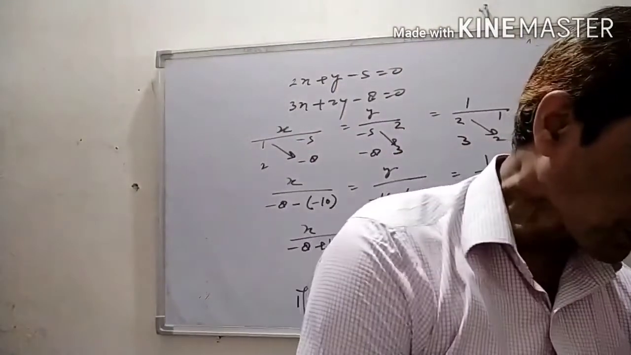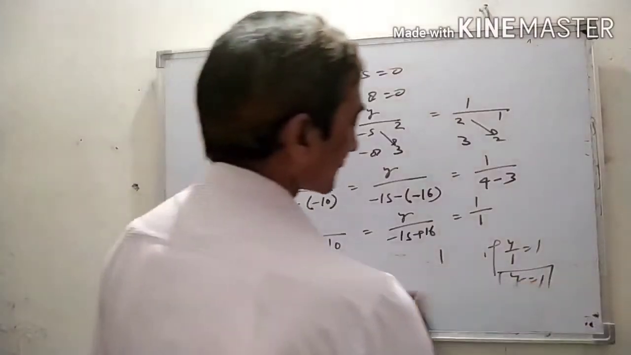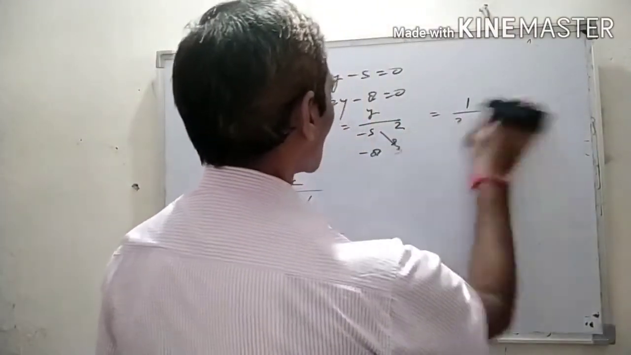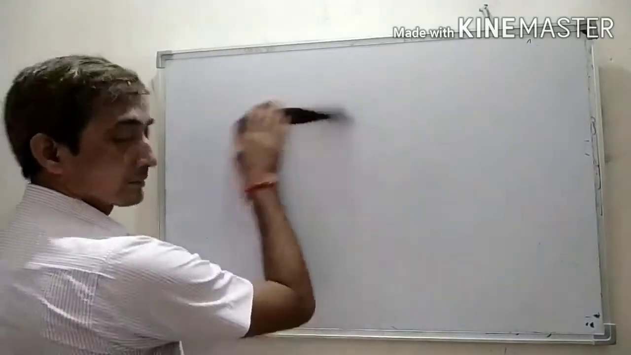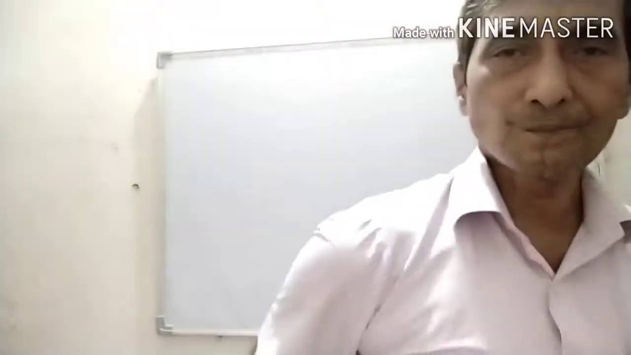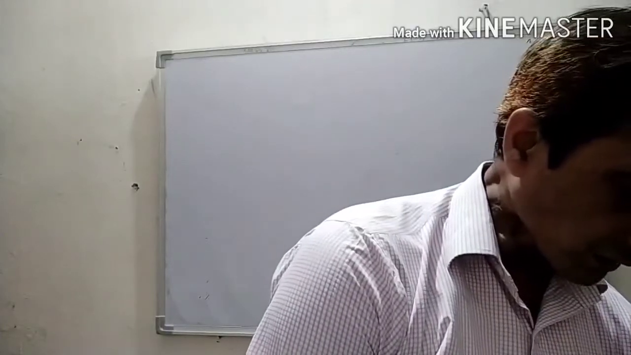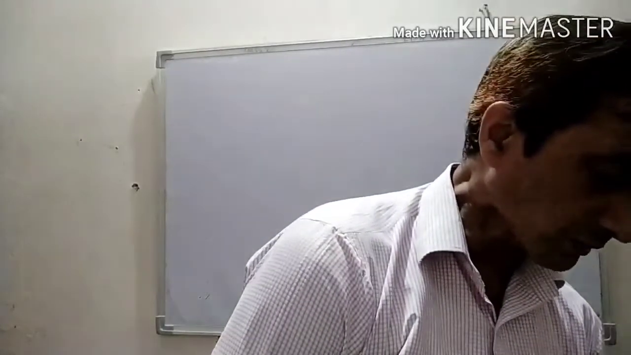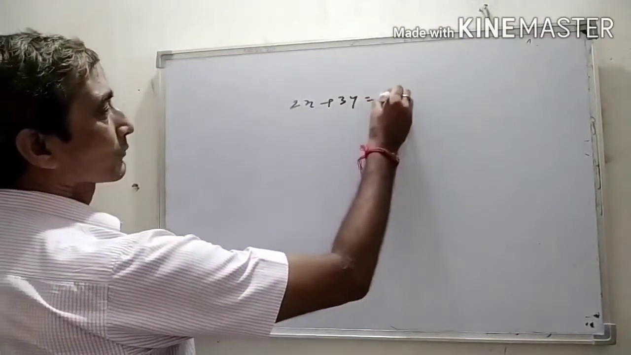Now come on question number second. Question number second: for which values of a and b does the following pair of linear equations have an infinite number of solutions? 2x plus 3y equal to 7.